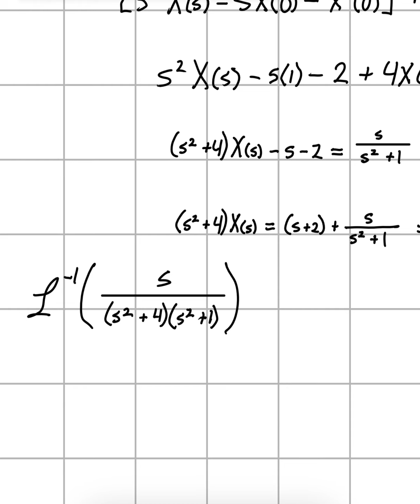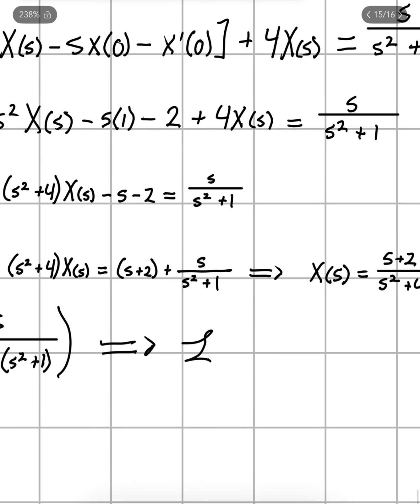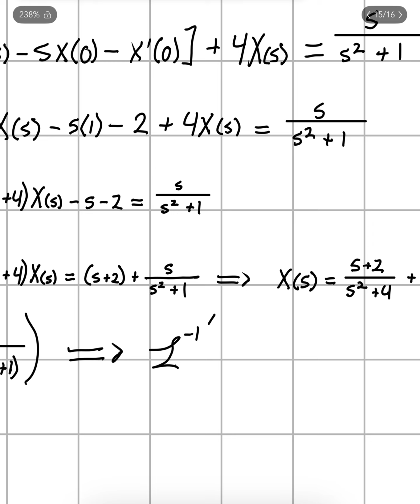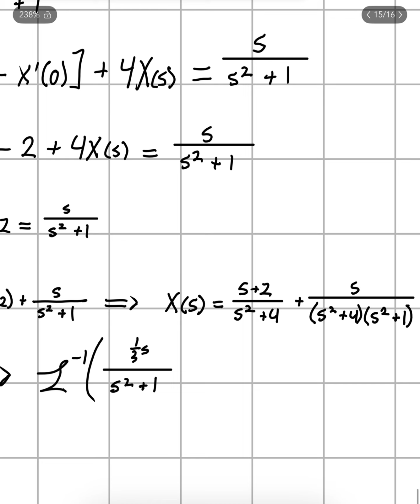When we do partial fraction decomposition, we will get the inverse Laplace of 1/3 s divided by s squared plus 1 minus 1/3 s divided by s squared plus 4.